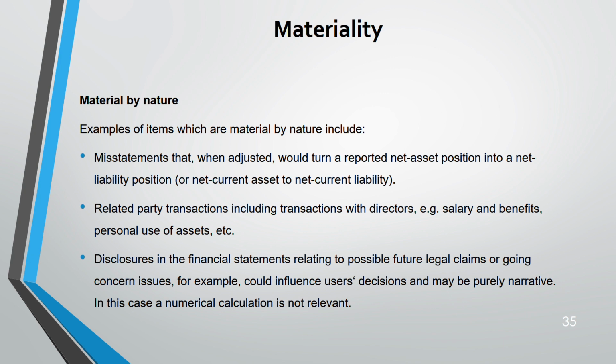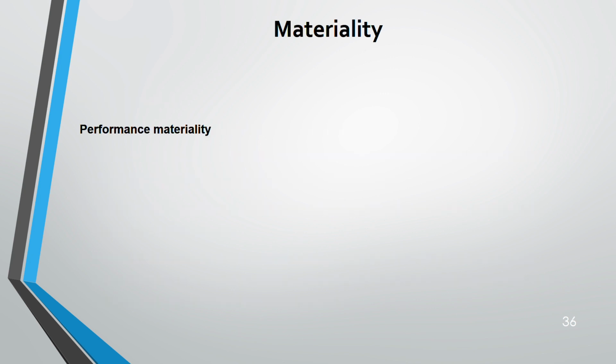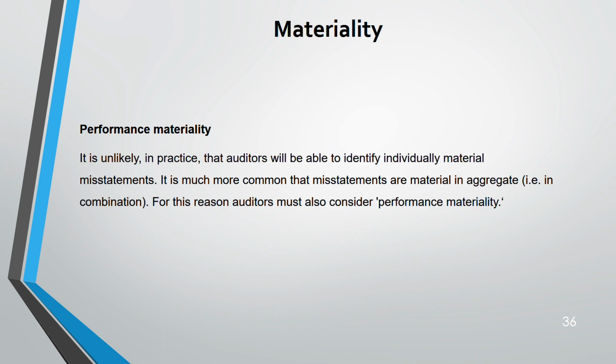Now we'll be moving on to materiality by performance. Performance materiality. It is unlikely that in practice auditors will get one individually material misstatement. Usually misstatements occur, and they are material when they are aggregated. When many misstatements are added together, it becomes material, right? So for this reason, auditors consider performance materiality. What is this performance materiality?